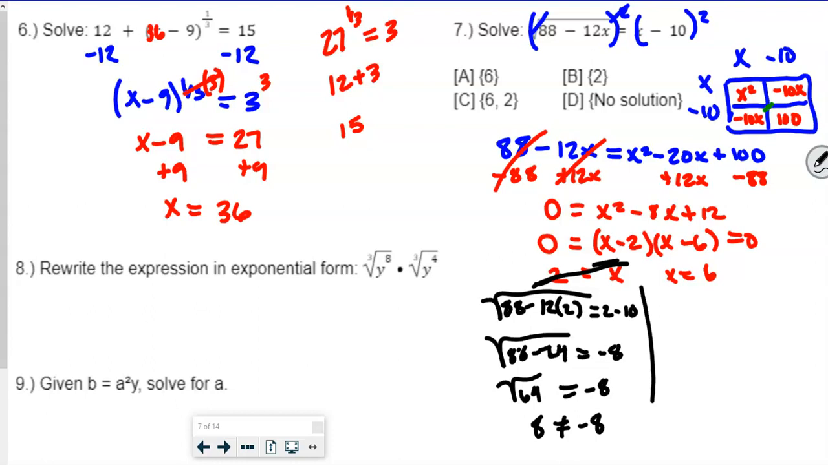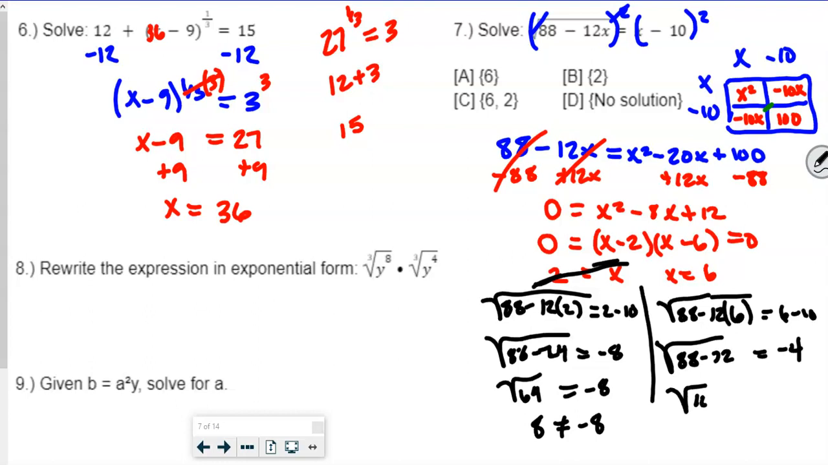All right, so let's try the x equals 6 now. So this is going to be 88 minus 12 times 6. And that's going to be equal to 6 minus 10. So that's going to be the square root of 88 minus 72 equals negative 4. Because 6 minus 10 is negative 4. It's going to be the square root of 16 equals negative 4. So 4 also does not equal negative 4, does it? So that's not a solution either.